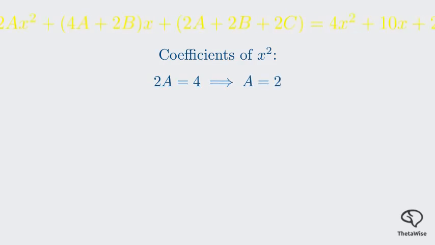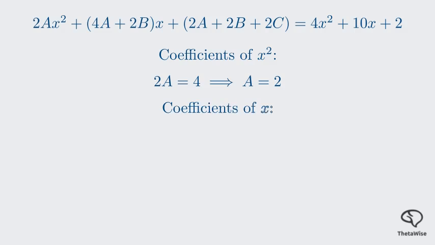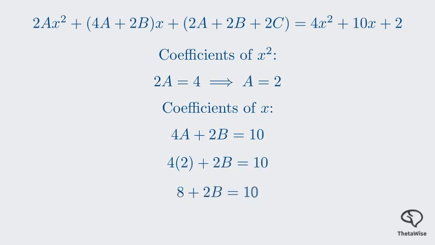Next, let's look at the x coefficients. On the left, the x term is 4a plus 2b. On the right, it's 10. So we set up the equation 4a plus 2b equals 10. We already know a is 2, so we substitute that in. 4 times 2 is 8. Subtracting 8 from both sides gives 2b equals 2, which means b is 1. We've found our second unknown.